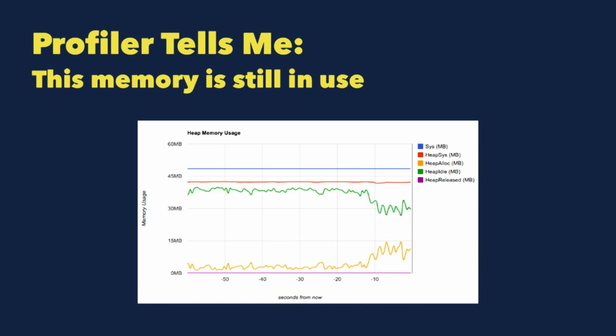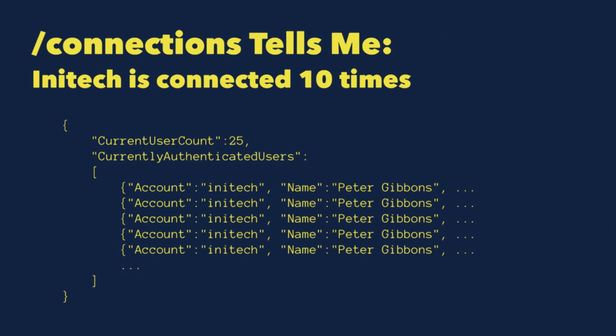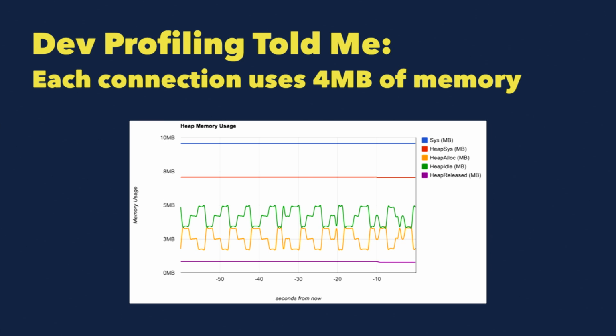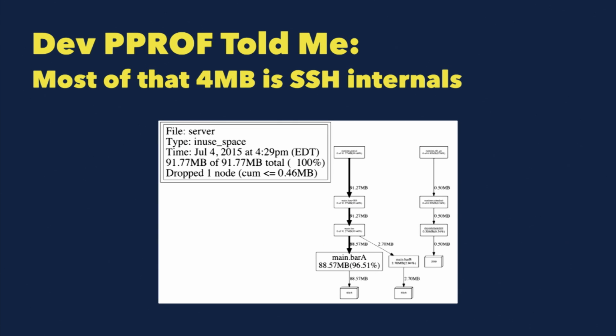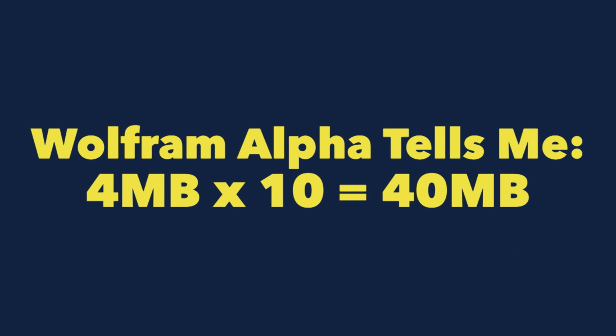And so, OK, let's dive down a little bit more, and I look at my connections page, my endpoint. I can see Initech is connected 10 times. So Peter Gibbons is doing something he shouldn't be doing, or he's having a problem, or we're having a problem. And to back up a little bit, during development, I know that each connection takes about 4 megabytes of memory. And using pprof, I know that most of that 4 megabytes was kind of out of my hands. I didn't feel like diving down any deeper, but it was mostly SSH library internals, encryption stuff. Wolfram Alpha tells me that 4 megabytes times 10 is 40 megabytes, roughly.